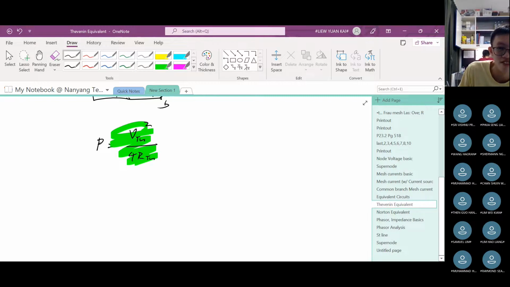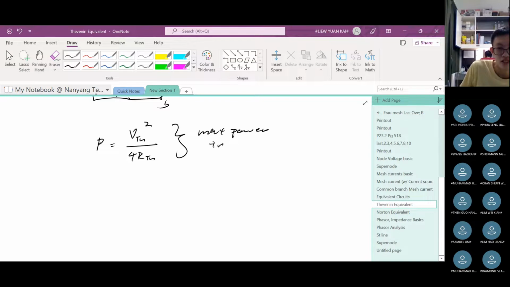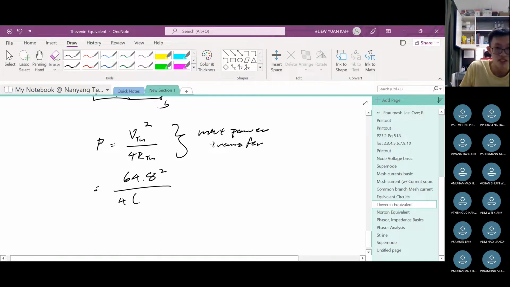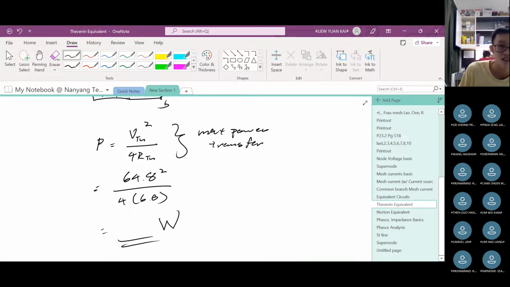In fact, it kind of looks similar to the V squared over R, except I plug in a 4 here. I just plug in 4. So V Thevenin squared over 4 R Thevenin. This will be the max power transfer. So I already have the V Thevenin, which is 64.8 squared, over 4 times the Thevenin resistance, which is 6.0. I didn't calculate this, but punch it in your calculator, you should get it. And of course, the answer is in watts.